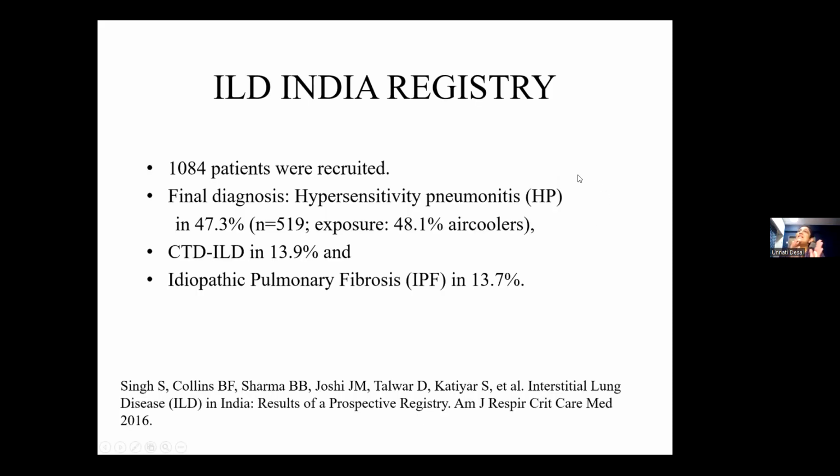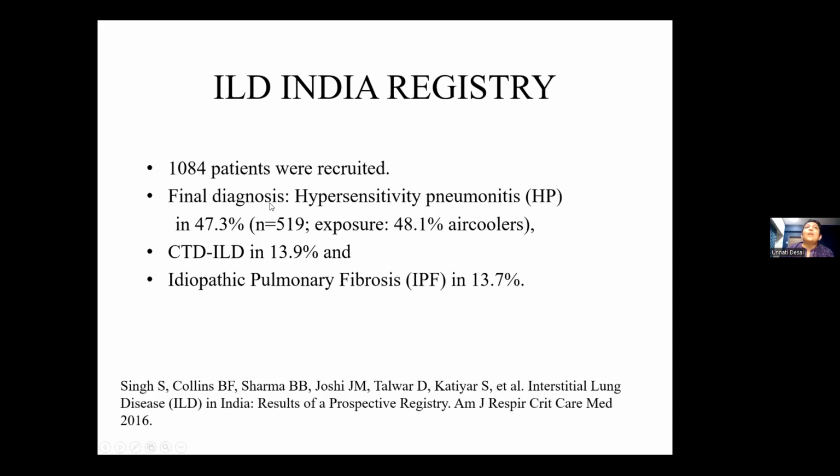So the discussion on ILD is incomplete without a word or two on something known as the ILD India Registry. The ILD India Registry was started as an initiative way back in 2013-14, wherein an attempt was made to understand what ILD is and how ILD presents in India. There were 1,084 patients recruited in this registry. In Western India, our hospital and our department was one of the major centers, contributing around 140 patients.